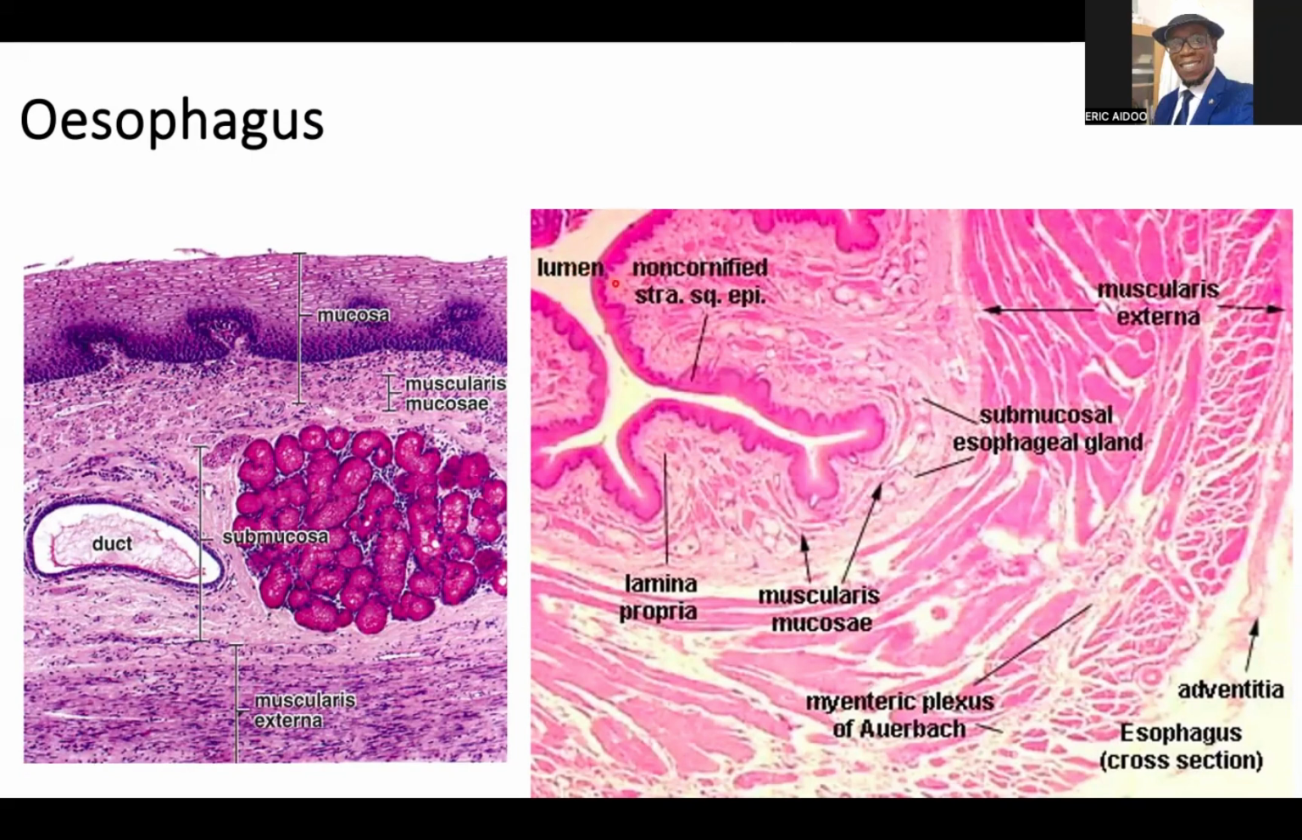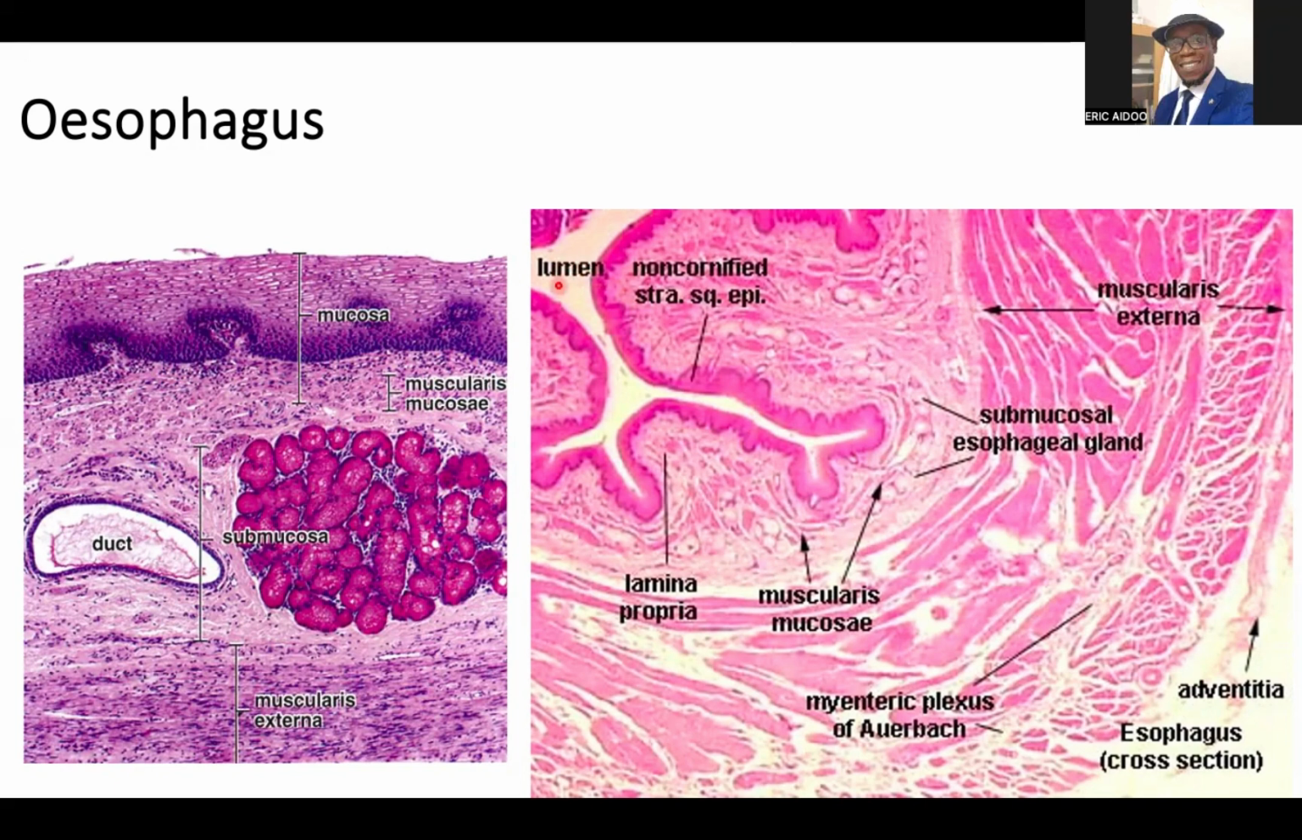Here too, you have the lumen, non-keratinized stratified squamous epithelium. Non-cornified still stands for non-keratinized. Then you have lamina propria, muscularis mucosa. You have submucosa with esophageal glands. That is muscularis externa, inner circular, outer longitudinal. You have myenteric plexus of Auerbach, which will help in peristalsis. You have adventitia. So this is a cross section of the esophagus.